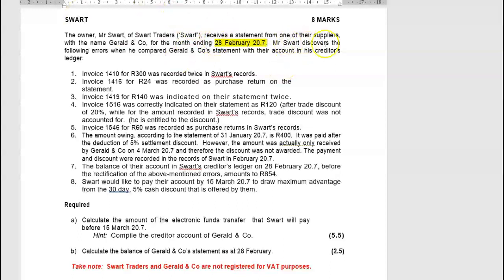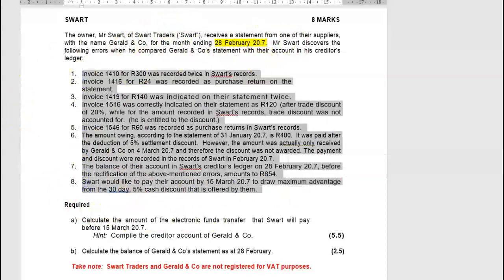Now, Mr. Swart discovers the following errors when he compared Gerald and Company's statement with the account in the creditor's ledger. So obviously he has performed a reconciliation exercise. He has actually identified the differences between the ledger and the statement balance. And these are the 8 differences that he has identified.